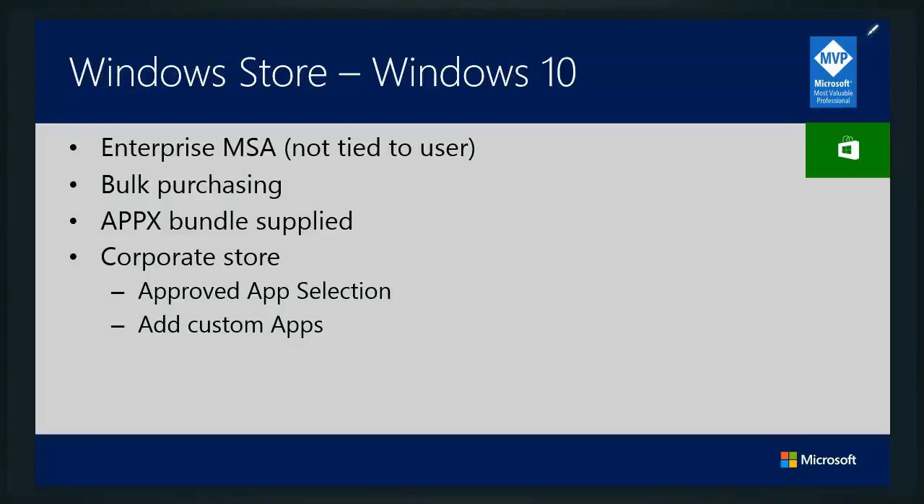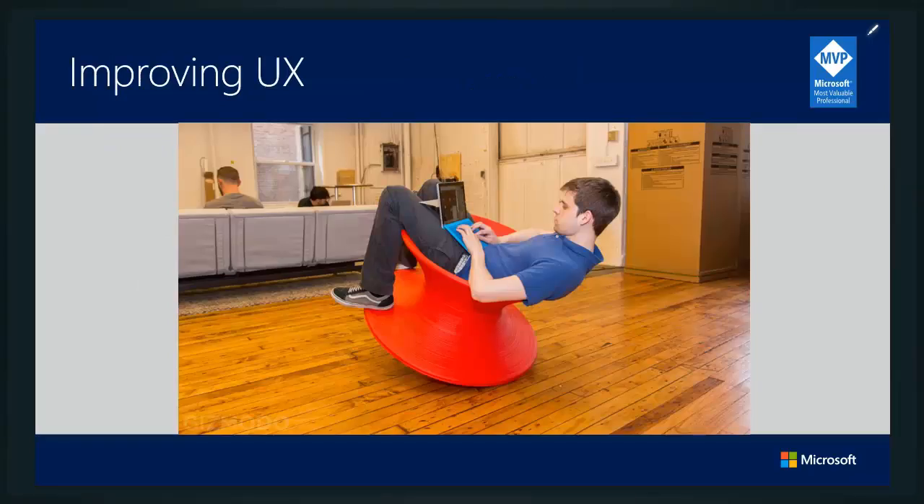So, how do we improve the user's experience, right? Again, like I said earlier, we're spending a lot of money on some premium devices. We want our users to get the most out of them. We want them to be productive, and we want them to enjoy the devices. We don't want them to say, I wish I had a different device. So how do we get past some of those roadblocks?